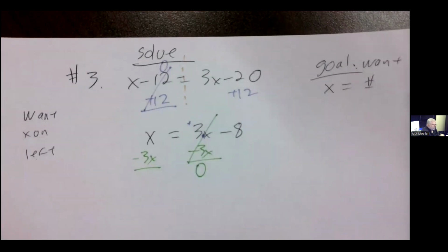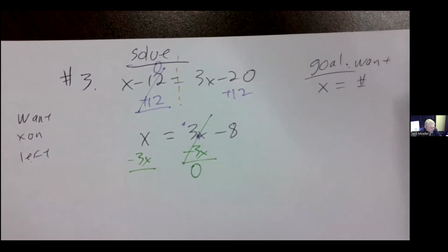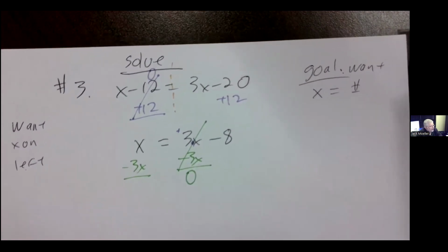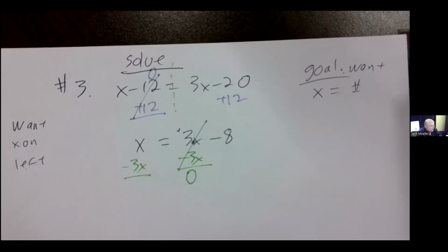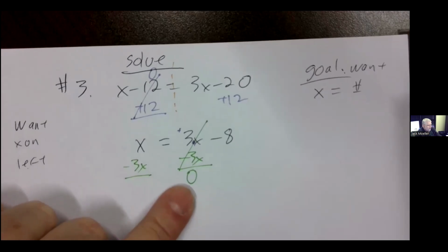Hopefully you're saying 0. If you're saying x, that's the reason I asked this question. If you're saying x, you're really saying that there's one x left. And 3 minus 3 is 0. 0x, 0 times anything is 0. So the whole reason we're doing that is to zero it out on this side.